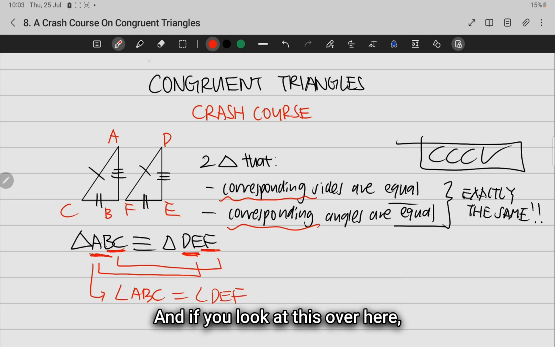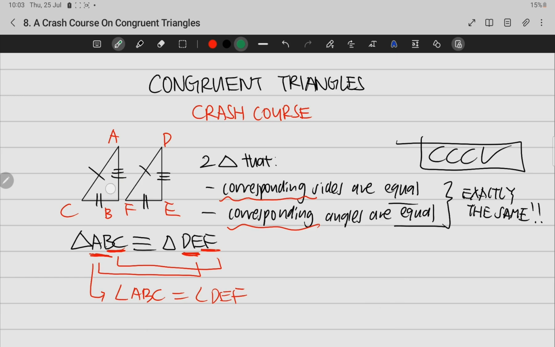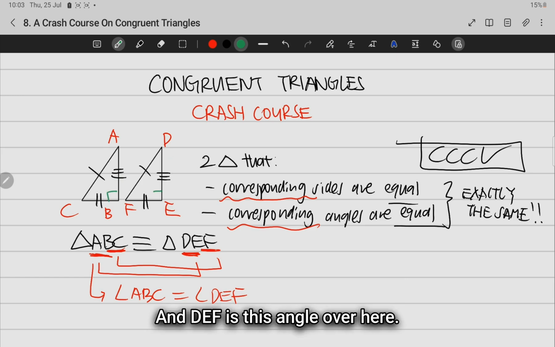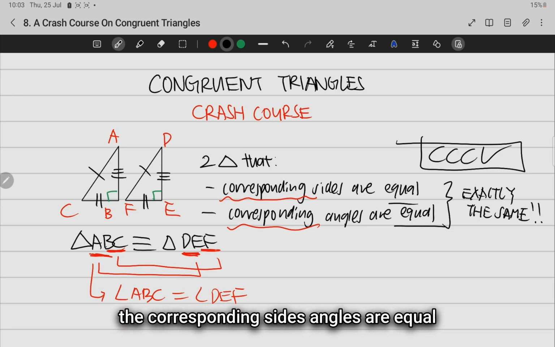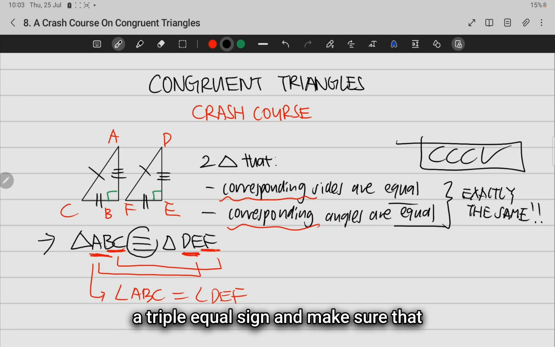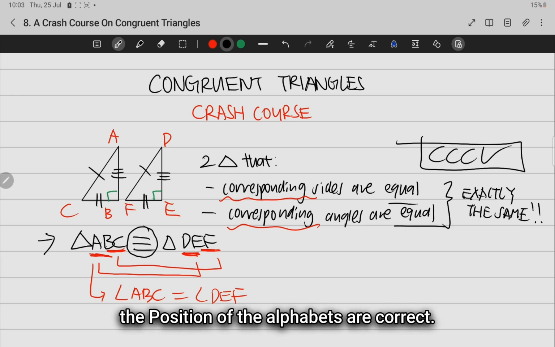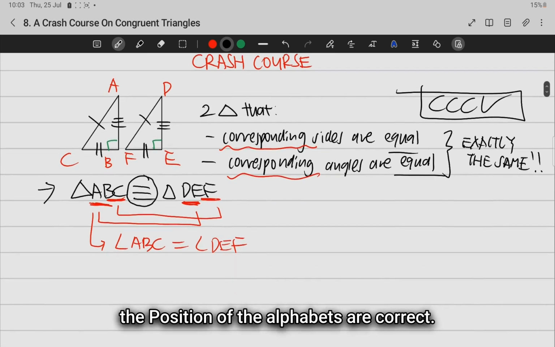And if you look at this over here, ABC is this angle over here, and DEF is this angle over here. So the corresponding sides and the corresponding angles are equal to each other. And that's essentially the entire premise of congruent triangles. And when you write it out, remember to put the triple equal sign, and make sure the position of the alphabets is correct.